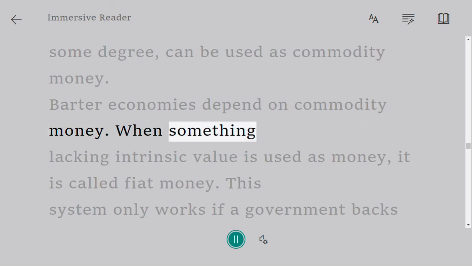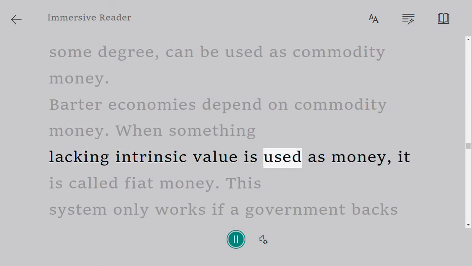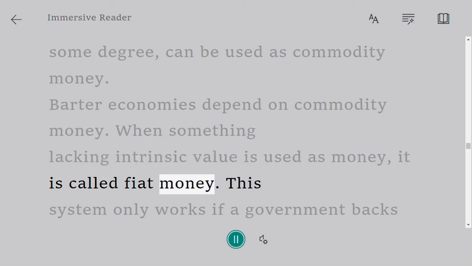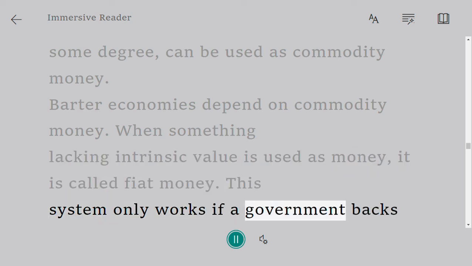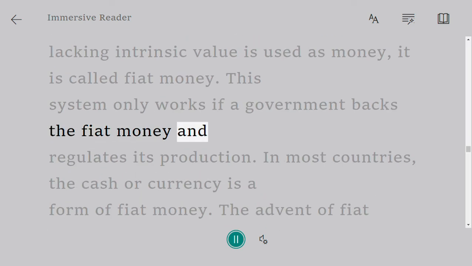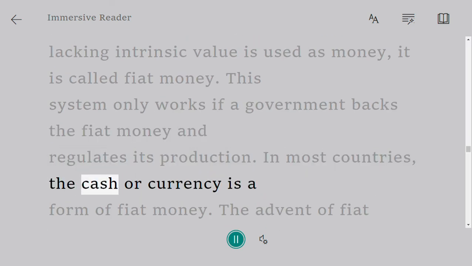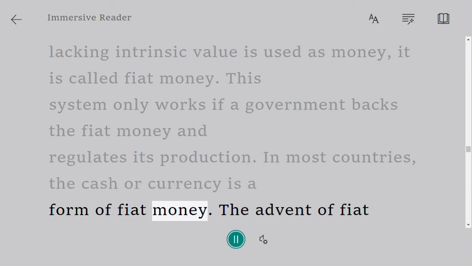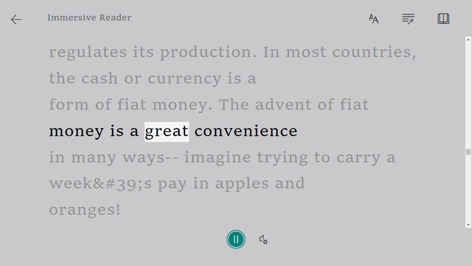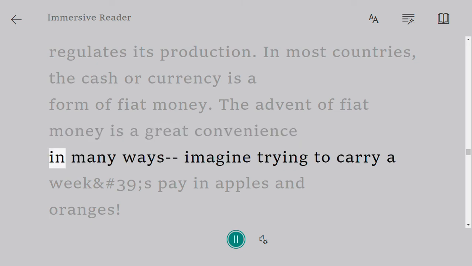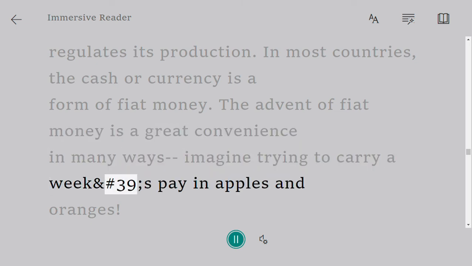When something lacking intrinsic value is used as money, it is called fiat money. This system only works if a government backs the fiat money and regulates its production. In most countries, the cash or currency is a form of fiat money. The advent of fiat money is a great convenience. In many ways, imagine trying to carry a week in pay as apples and oranges.